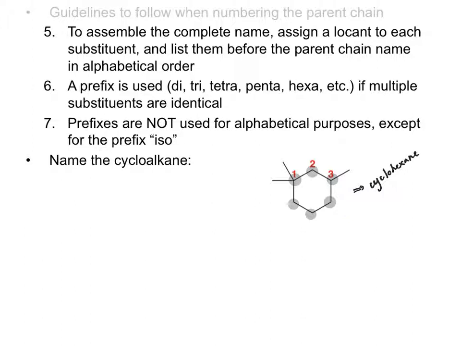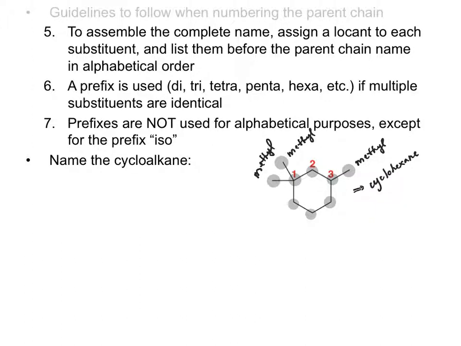Second, we're going to identify the substituents off of it. So how many different substituents do I have off of this ring? I have a methyl group here, a methyl group here, and a methyl group here. So how many methyl groups do I have off of this ring? 3. So we have a methyl, a methyl, a methyl.